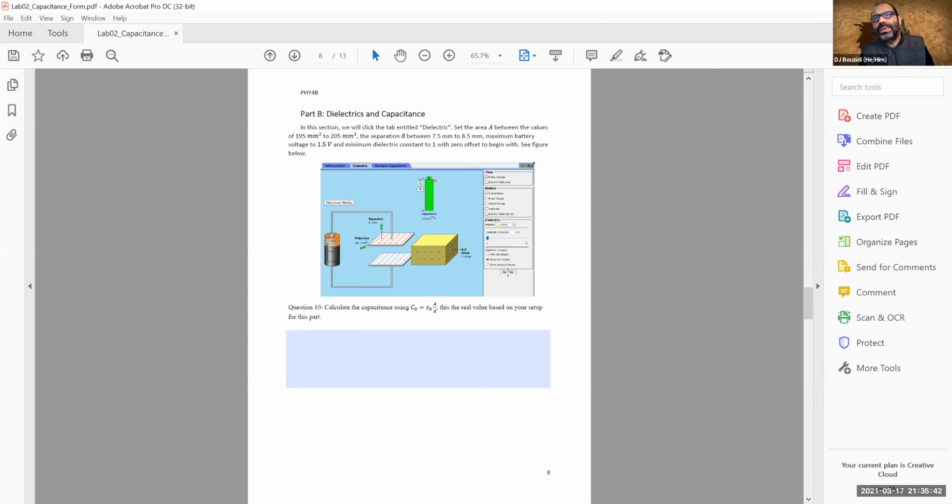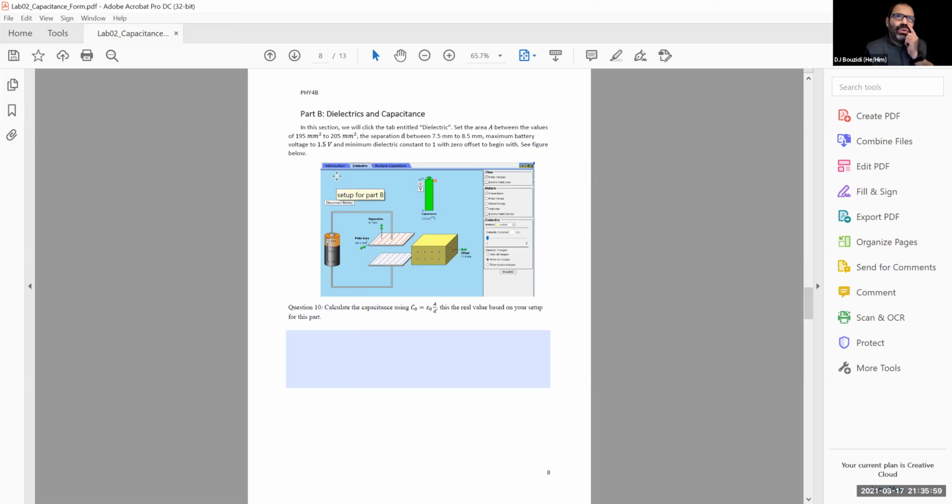Dielectric charge in here, what is this one? Show all charges, okay, that's fine. Capacitance, so we're going to do that, and then calculate now the capacitance. Remember, C naught, this is the real value based on your step for this part, okay?